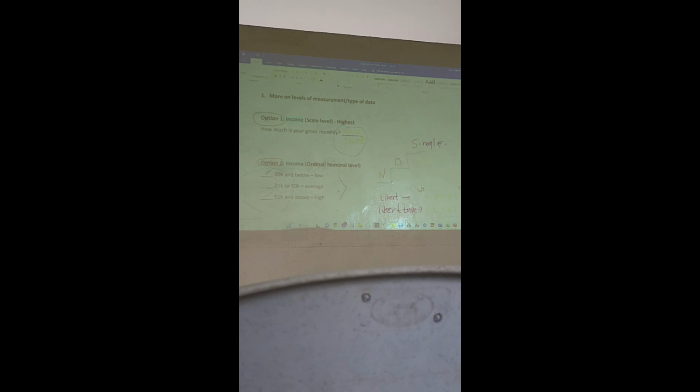Okay, when you talk about income, is it automatically measured already? Not yet. When do we say that you have already measured income? When you have a number for income. And this is where the level of measurement comes in. Just like income, for example, how do you usually measure income?